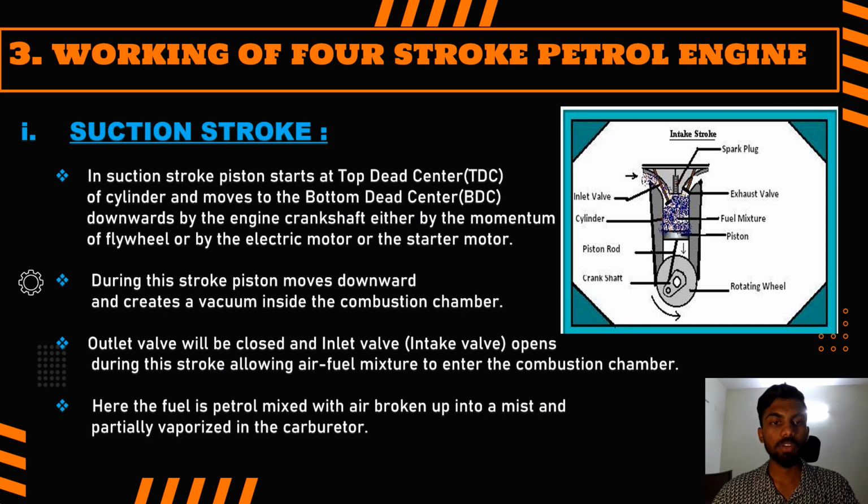During this stroke, the piston moves downwards, that is from TDC to BDC, and creates a vacuum inside the combustion chamber. The outlet valve will be closed and the inlet valve or intake valve opens during this stroke, allowing the air-fuel mixture to enter the combustion chamber. Here the fuel is petrol mixed with air, broken up into a mist and partially vaporized in the carburetor.